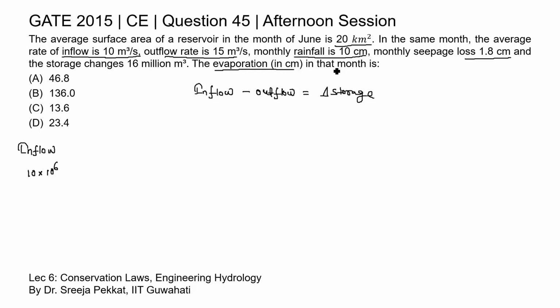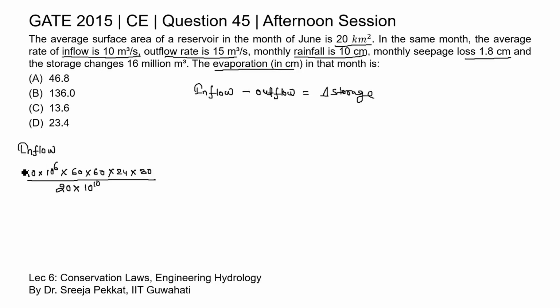Now, the total volume can be found by multiplying it by total time. So, for 1 month, we can write seconds into minutes, into hours, into total days in a month. In June, there are 30 days. So, this is total volume. Now, if we divide the volume by the area, we can find the depth. The area is 20 km², so we can write 20 into 10^10, which is in cm².